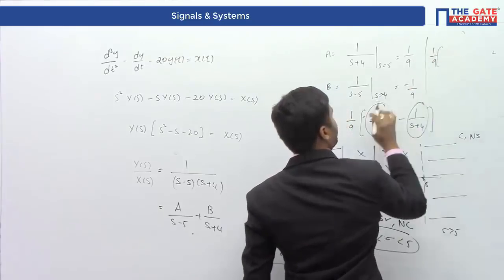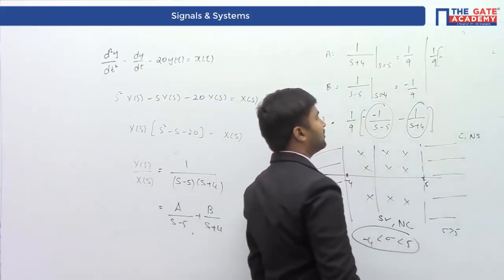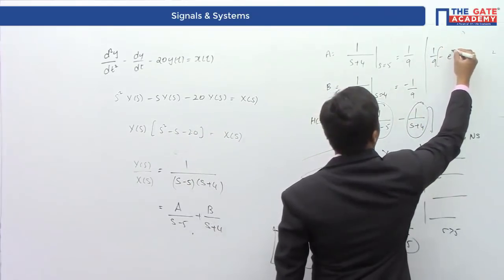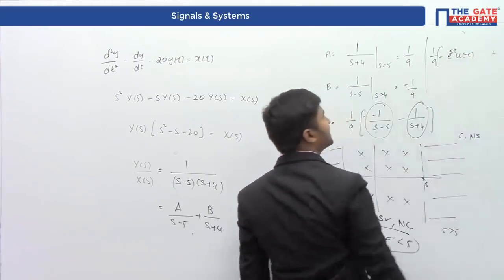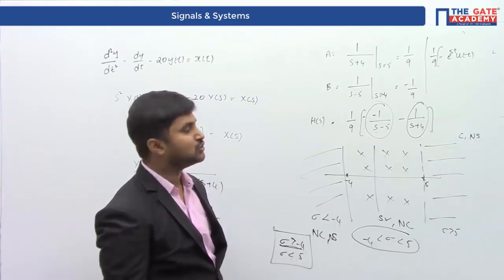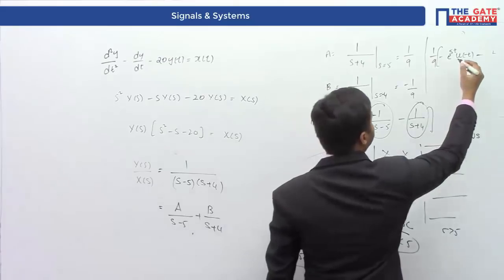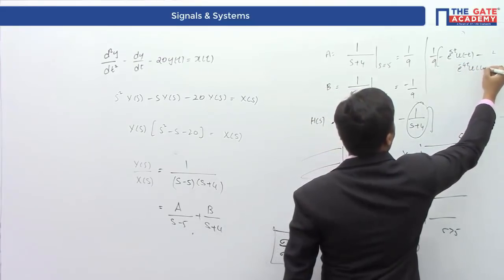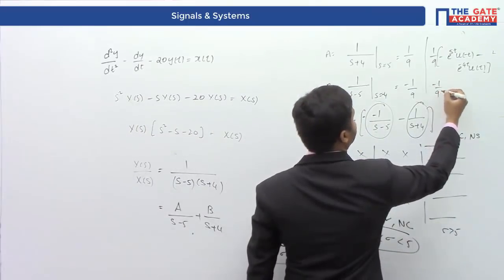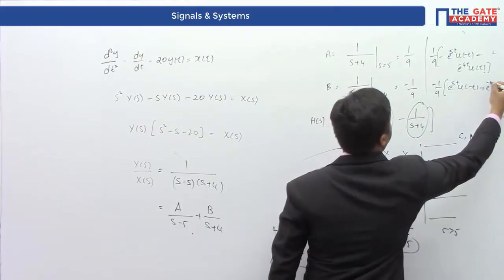-1 by s minus 5 is going to have the inverse Laplace transform equal to e power 5t u of minus t. Minus, you're having 1 by s plus 4, which can be written as e power minus 4t u of t. Okay, so therefore you can take minus 1 by 9 as common. So the impulse response is going to be e power 5t u of minus t plus e power minus 4t u of t.